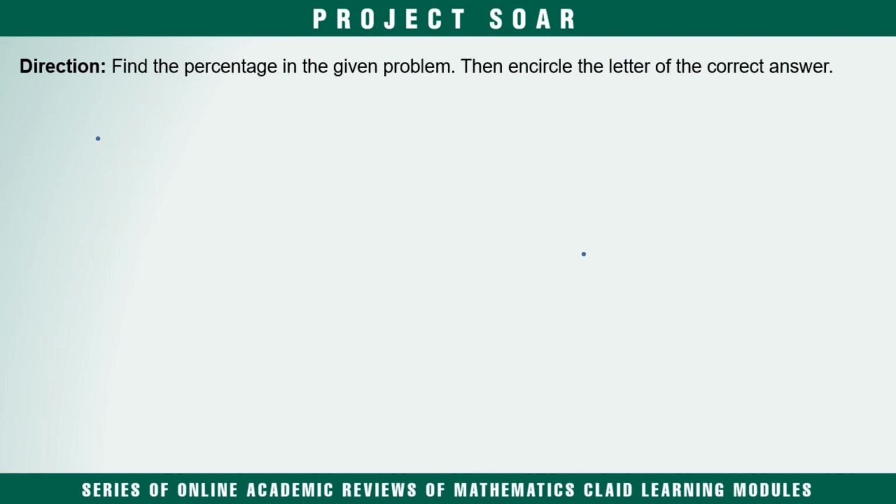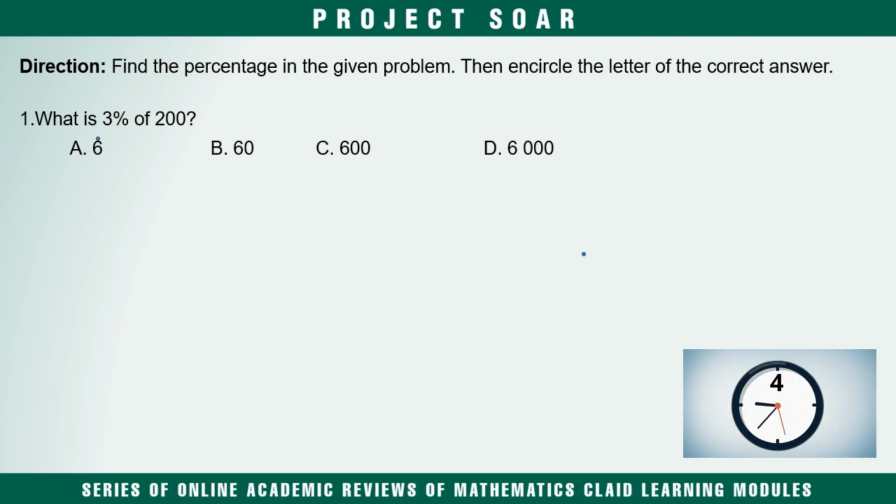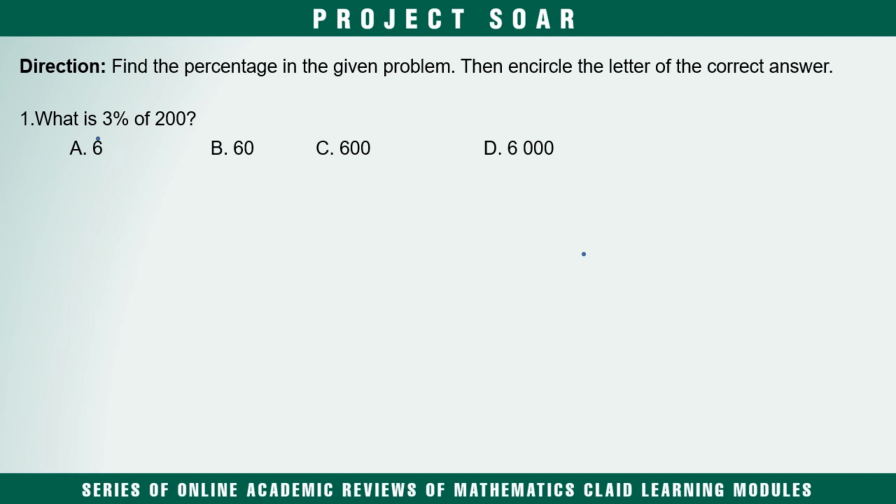Now let us try to answer this activity. Find the percentage in the given problem. Then encircle the letter of the correct answer. Number 1. What is 3% of 200? A. 6, B. 60, C. 600, or D. 6,000? What is your answer? Okay, very good. The correct answer is letter A, 6.